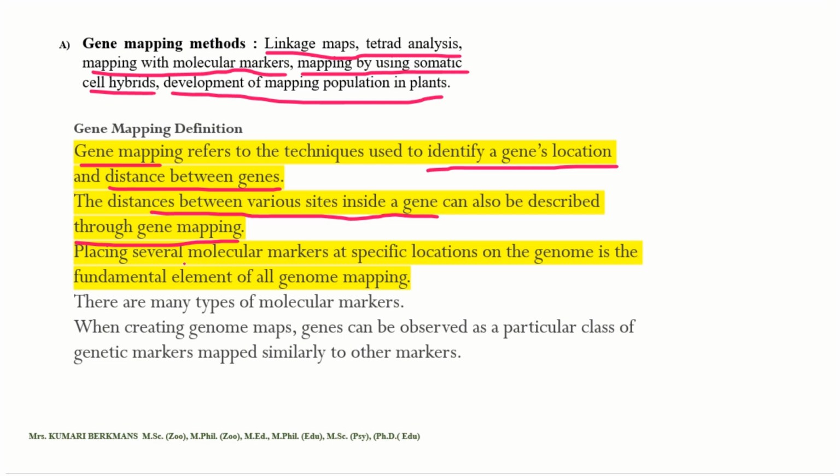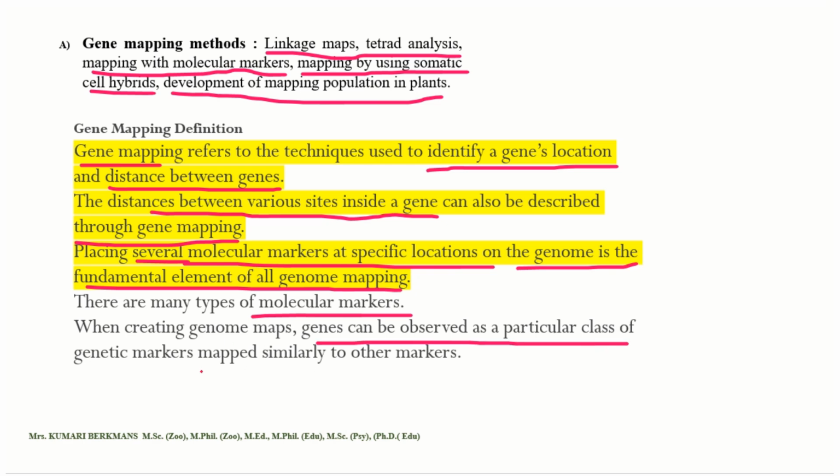Placing several molecular markers at specific locations on the genome is the fundamental element of all genome mapping. There are many types of molecular markers. So when creating genome maps, genes can be observed as a particular class of genetic markers, mapped similarly to the other markers.